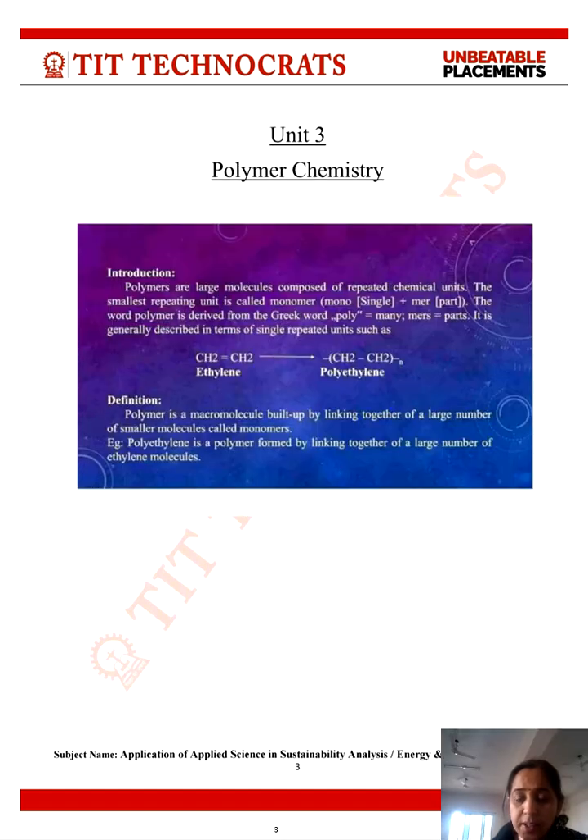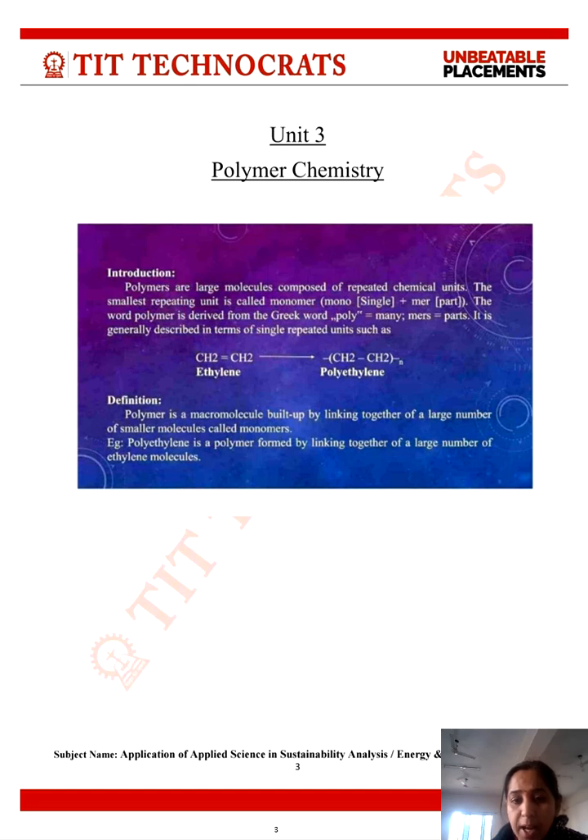Today we will start with a new unit, that is Unit 3, Polymer Chemistry. So what are polymers? Polymers are large molecules composed of repeated chemical units. The smallest repeating unit is called a monomer. Now, the word polymer is derived from the Greek words poly, meaning many, and mer, meaning part.